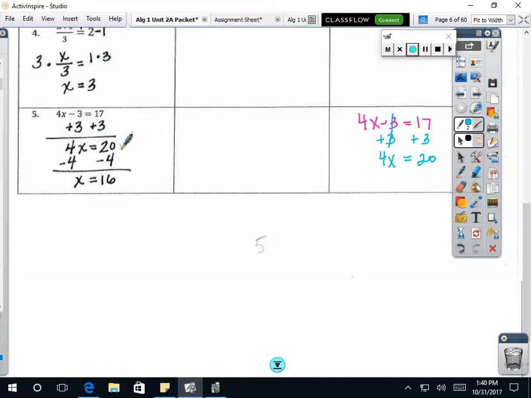But then what would you do? Divide by 4, because 4 is being multiplied by x, and the inverse operation of multiplication is division, and so we would have got a 5, and what did he do? He subtracted 4 on both sides, which is not the inverse of multiplication. So he subtracted 4 instead of dividing.